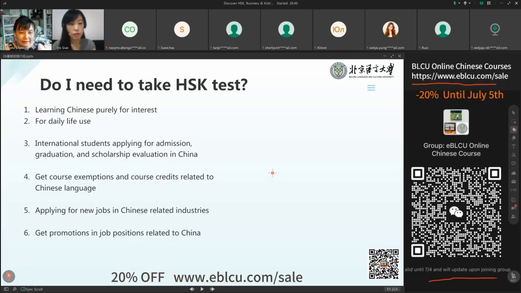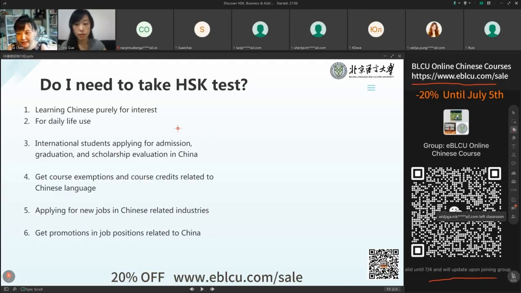All right, so here I listed some of the most common goals for students learning Chinese. The first one is learning Chinese purely for interest. A lot of students just want to learn a new language, want to challenge themselves learning Chinese. Or you learn Chinese for daily life usage. You want to live here in China, or you're already here in China. You want to know more about the local culture. You want to speak a little Chinese to local people.